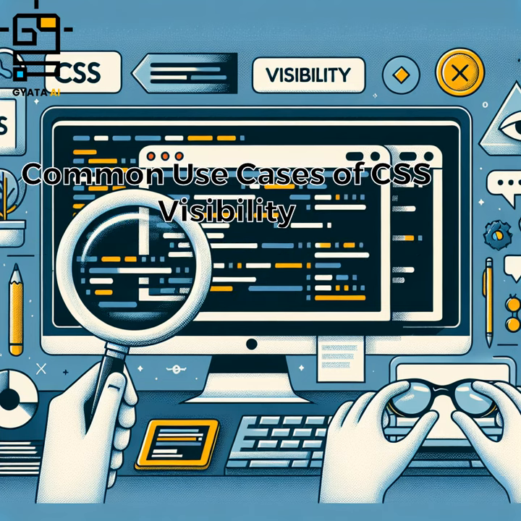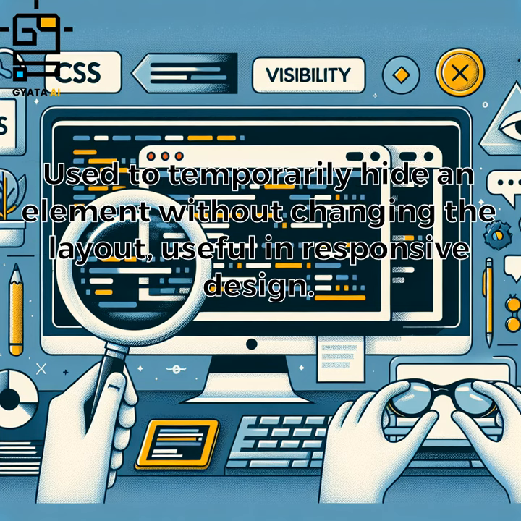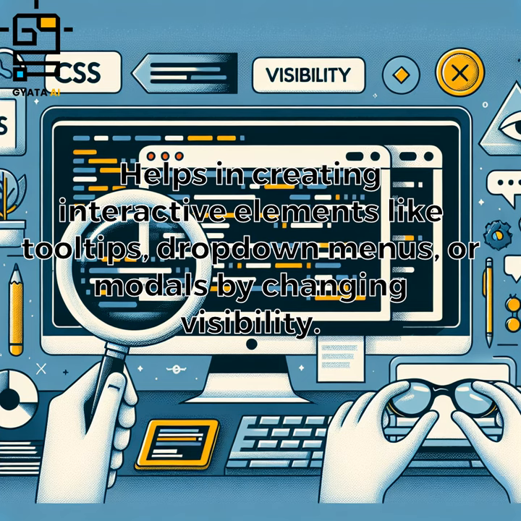Common use cases of CSS visibility. It is used to temporarily hide an element without changing the layout, which is useful in responsive design. It also helps in creating interactive elements like tooltips, drop-down menus, or modals by changing visibility.